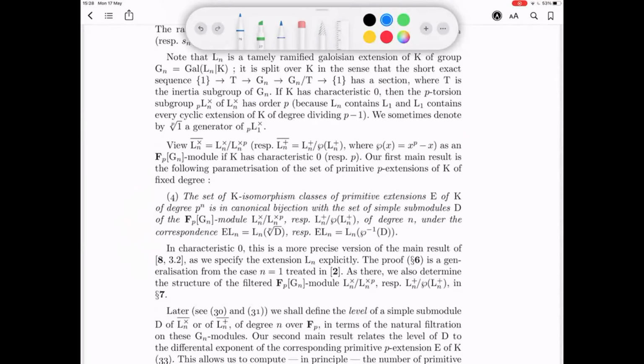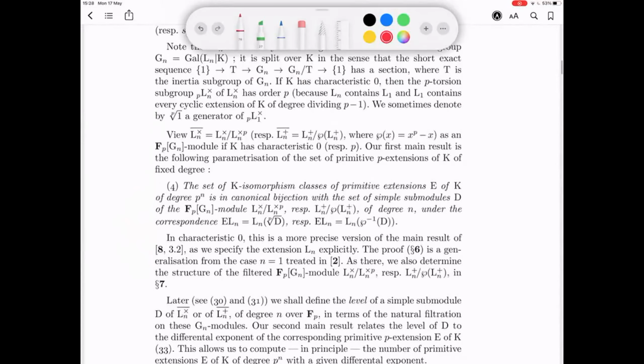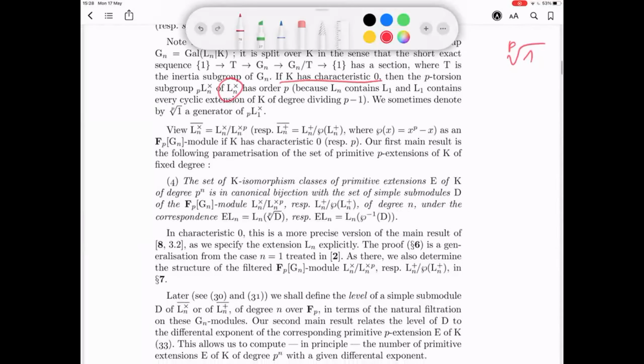So another thing to notice is that if our p-adic field has characteristic 0, then this Ln star has a primitive pth root of unity. Why is that? Because you'll notice that this Ln contains L1. Ln is when you are extracting enth roots. L1 is when you are extracting e1th roots. e1 is p minus 1. en is p to the n minus 1. But because p minus 1 divides p to the n minus 1, if it contains an enth root of unity, then of course it contains an e1th root of unity.